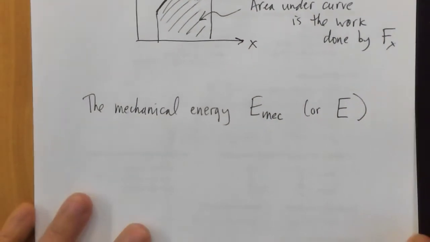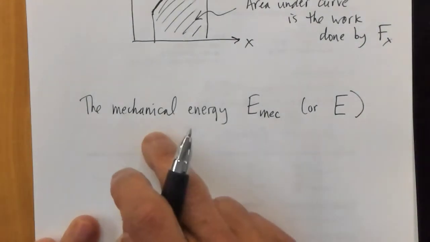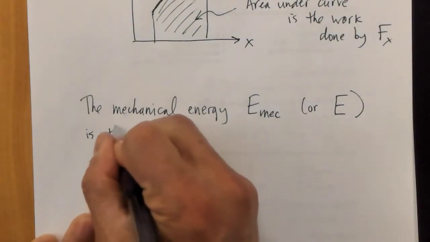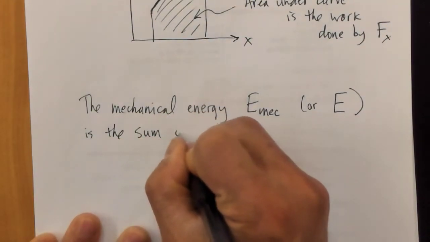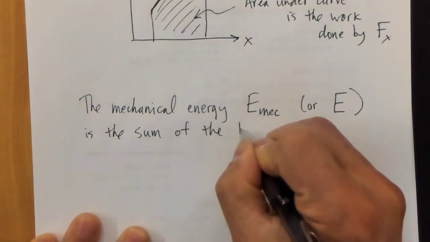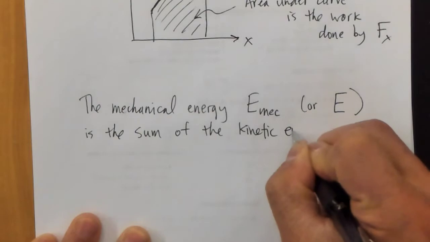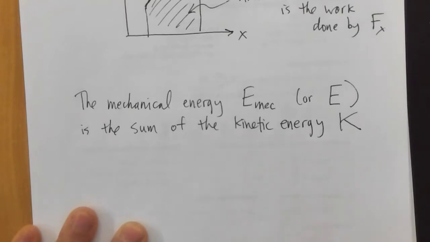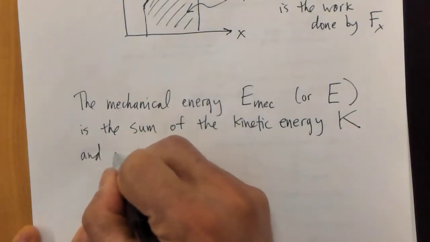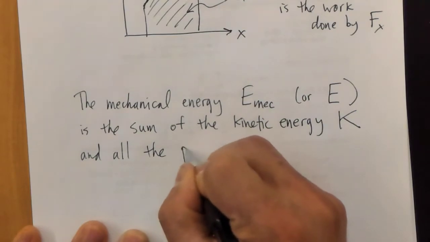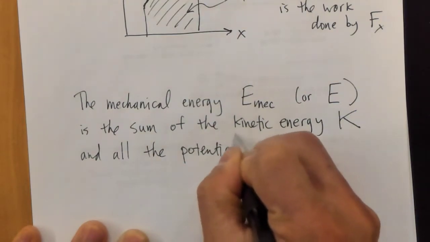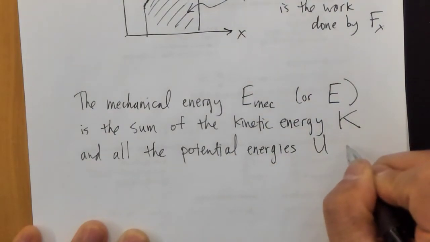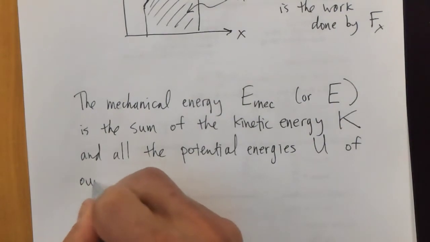That's usually what I'll just write, E. Okay, so the mechanical energy, E mechanical, or just plain old E, is the sum of the kinetic energy, we call it capital K, and all the potential energies. There could be several kinds. Potential energies U of our system.